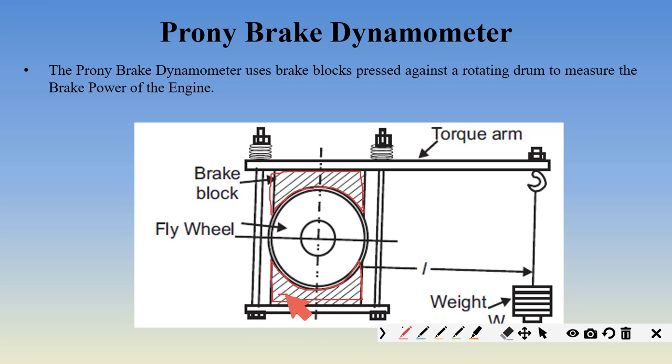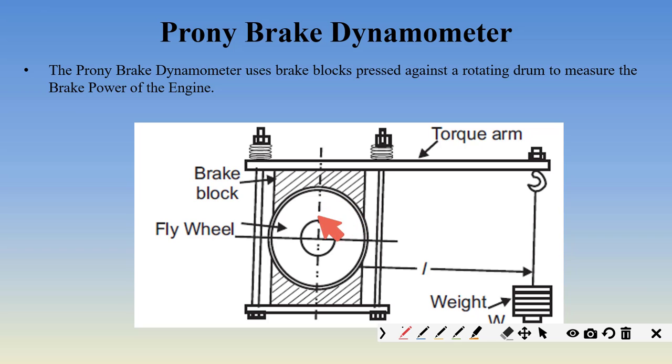The lower friction block is fixed to this setup. And the upper friction block, see, this is the torque arm. The upper friction block is fixed to this torque arm. These two are fixed to each other, and this torque arm can be rotated, opened and closed like your door. So how does the Prony brake dynamometer work?